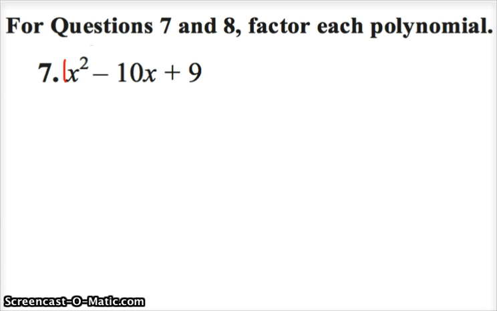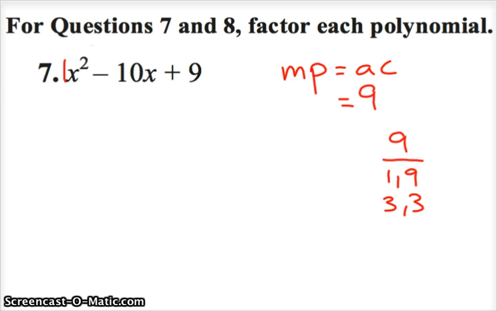So we're looking for two numbers, m and p, that multiply to a times c, which is going to be 1 times 9, which is going to be 9. So looking for the factors of 9, being 1 and 9, and 3 and 3. And they also must add to our b term, which in this case is negative 10.